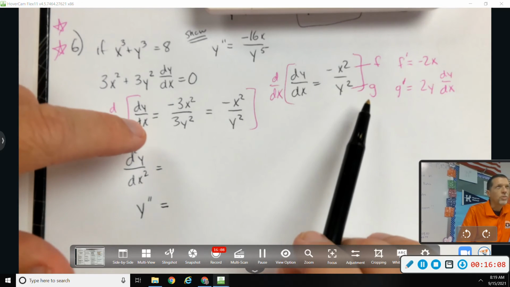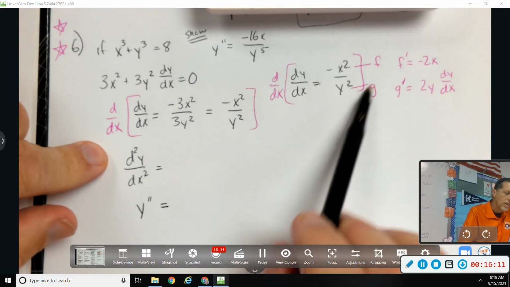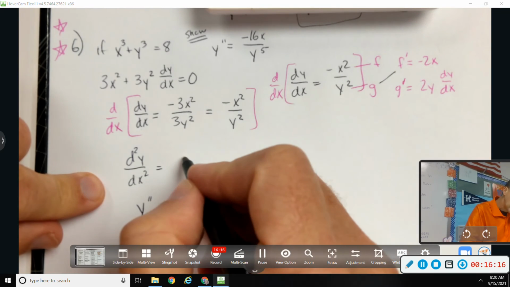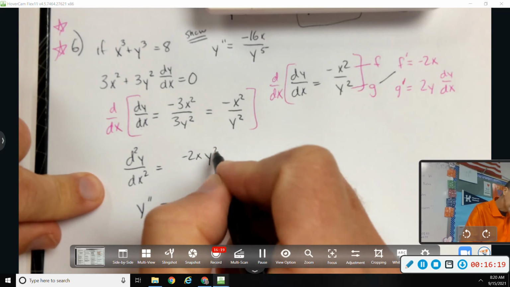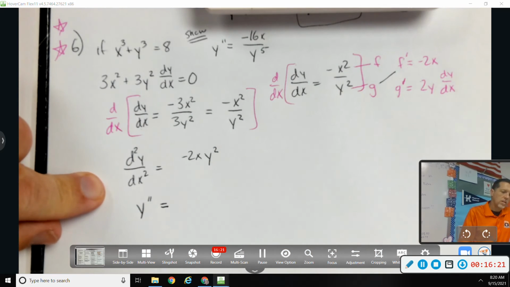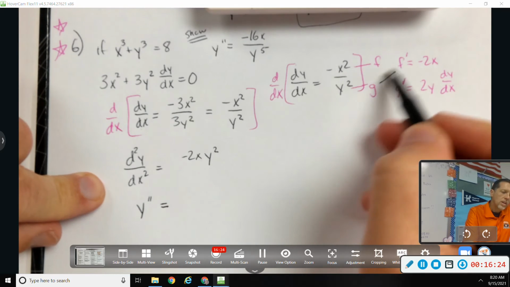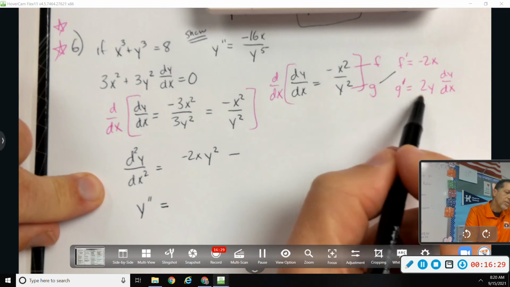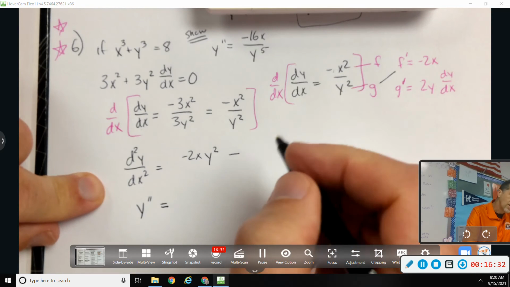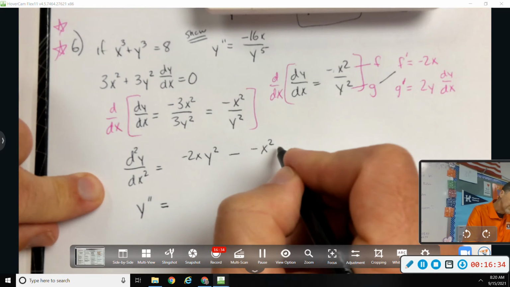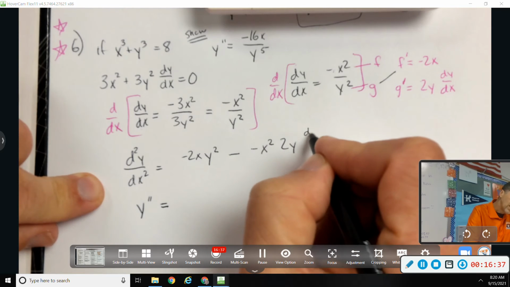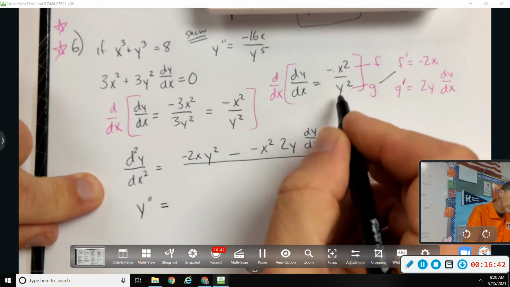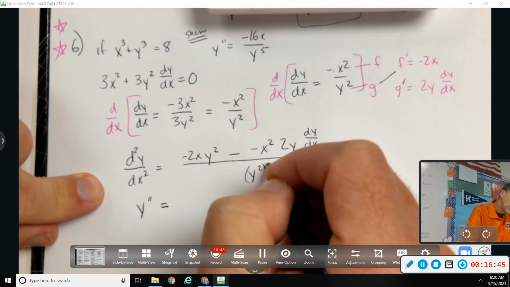Quotient rule. g f prime has to come first. So g f prime would be negative 2x y squared, minus the other way around, although be careful because we're going to have a minus sign in there. Negative x squared times 2y dy dx, all over g squared.